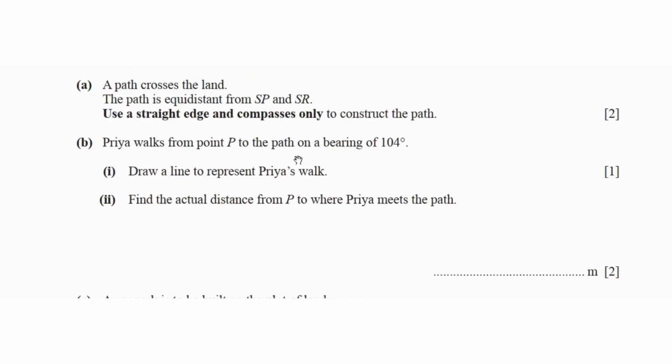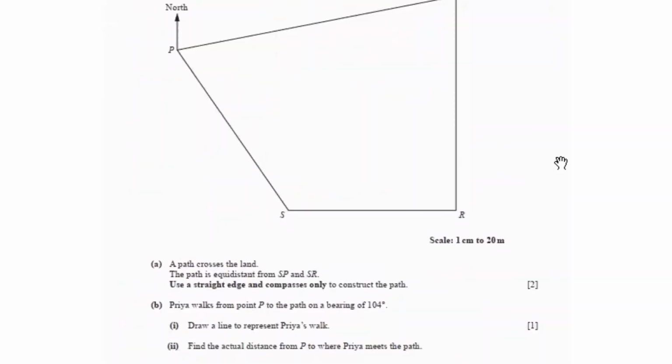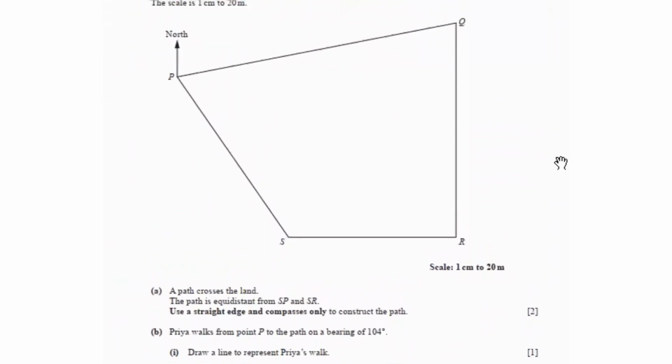Priya walks from point P to the path on a bearing of 104 degrees. Draw a line to represent Priya's walk and then find the actual distance from P to where Priya meets the path. What you will do is put your protractor at P and then measure your angle. So 104 will basically be somewhere around here, because it has to be greater than 90. So this will be her entire line.